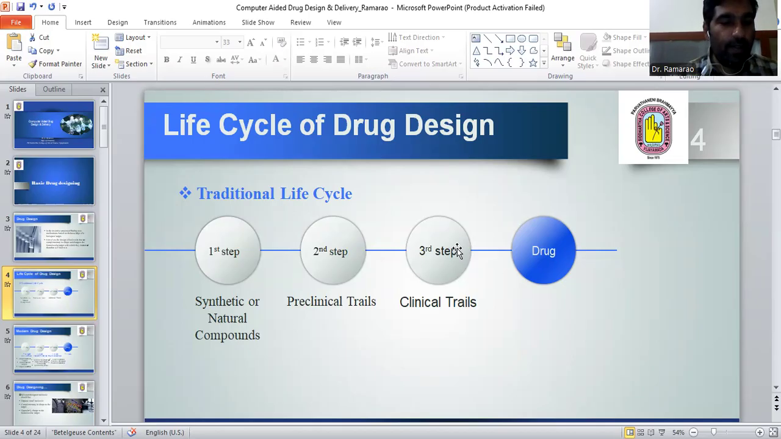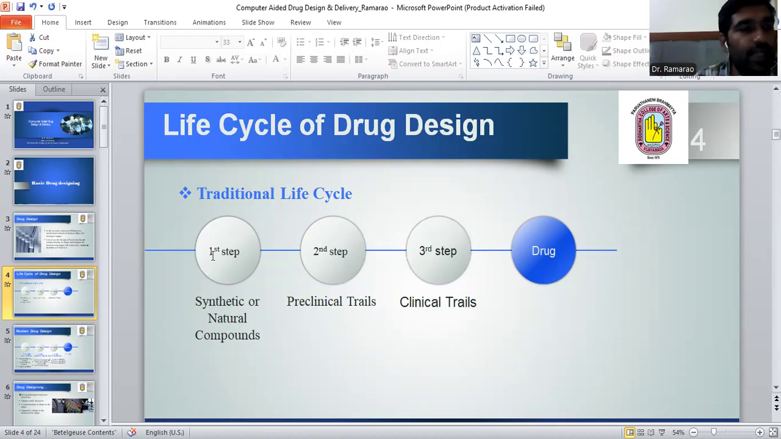First one is hit identification. Hit identification involves the screening of a large number of compounds to identify those that interact with the biological target. In other words, a compound that interacts with the target protein is called a hit. So QSAR, then pharmacophore mapping, then docking, scoring, de novo design, bioavailability and toxicity studies. After that, it will come.